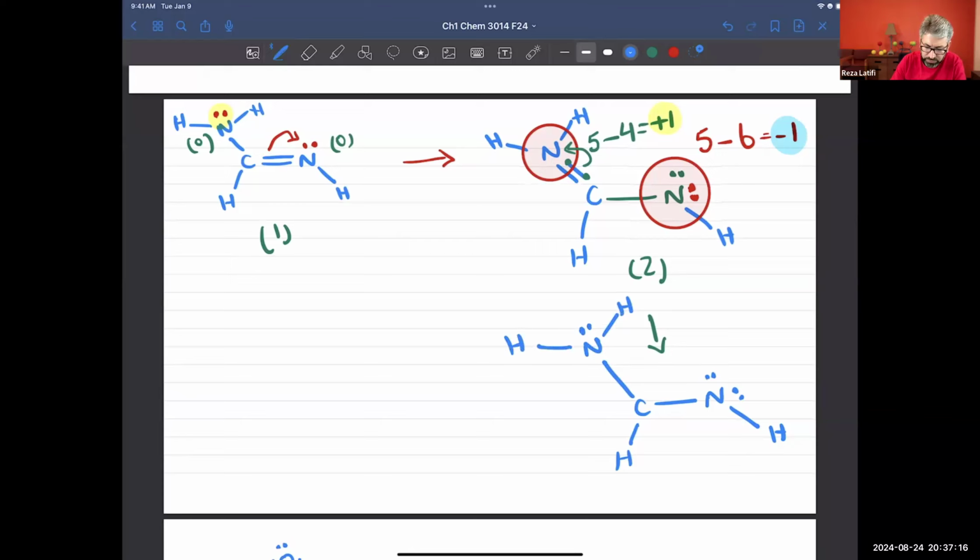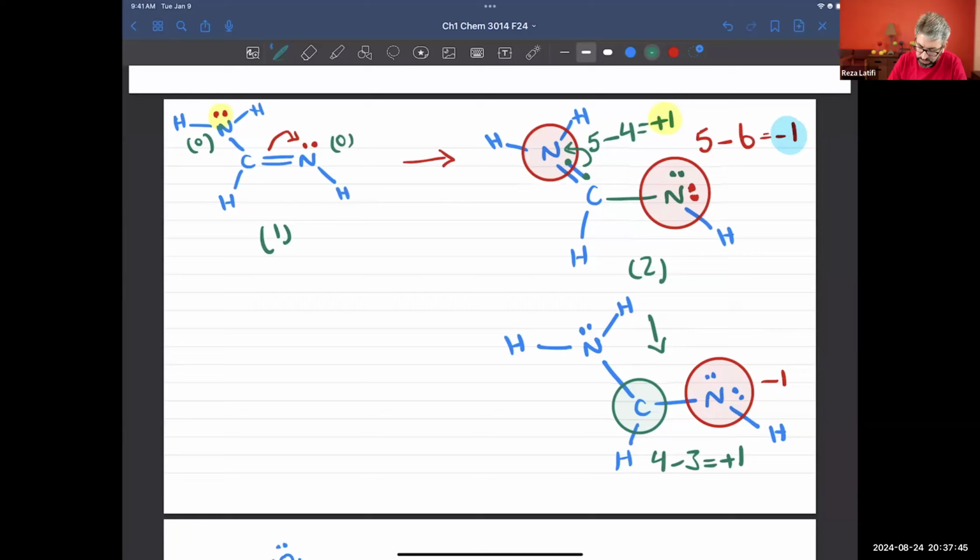Let's check them. The nitrogen on the right, we did not change it, so this one stays as it is. The formal charge for it will be -1. But how about carbon? Carbon is a group 4. It's not active right now. It's group 4, but I see only 3 electrons around it. So now carbon is +1, and it's not active.